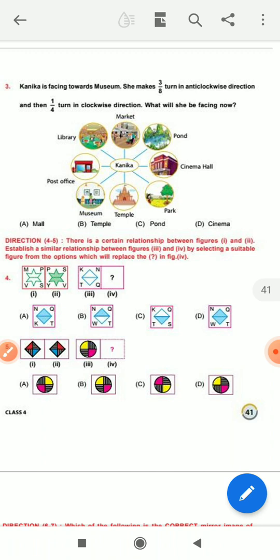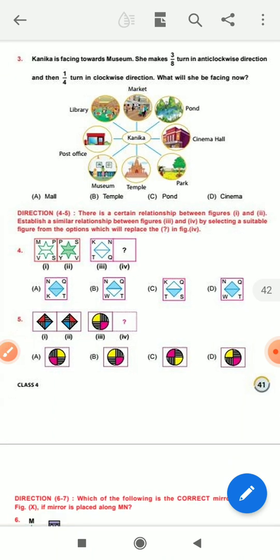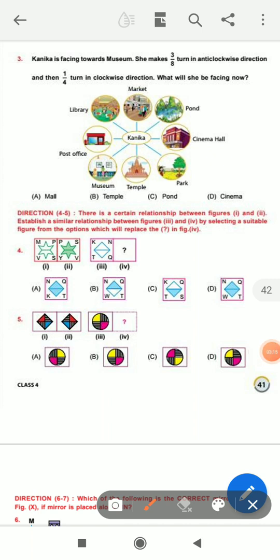So clockwise and anti-clockwise. You turn 3/8 anti-clockwise and then 1/4 clockwise. So the answer is option B.